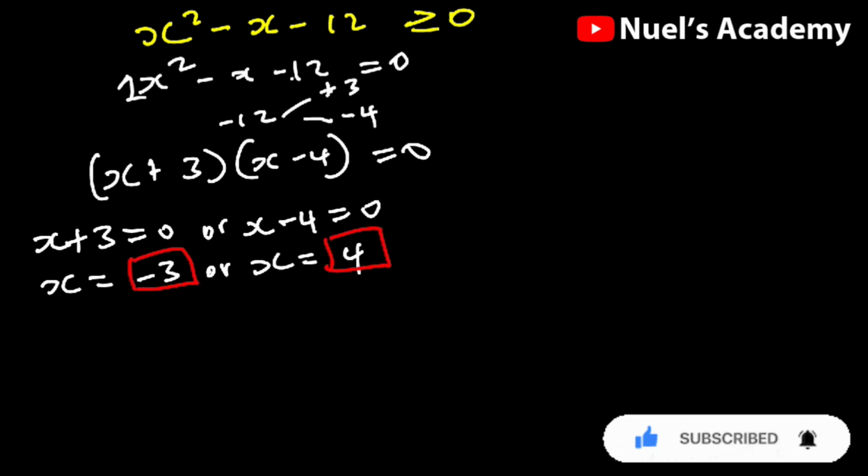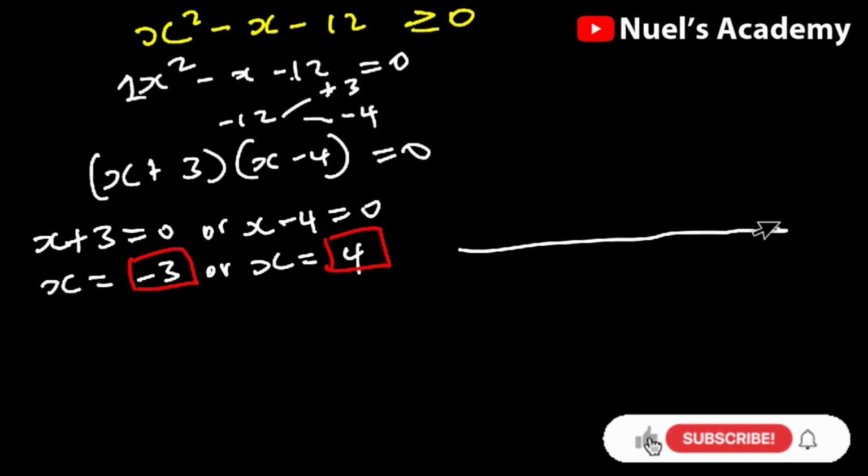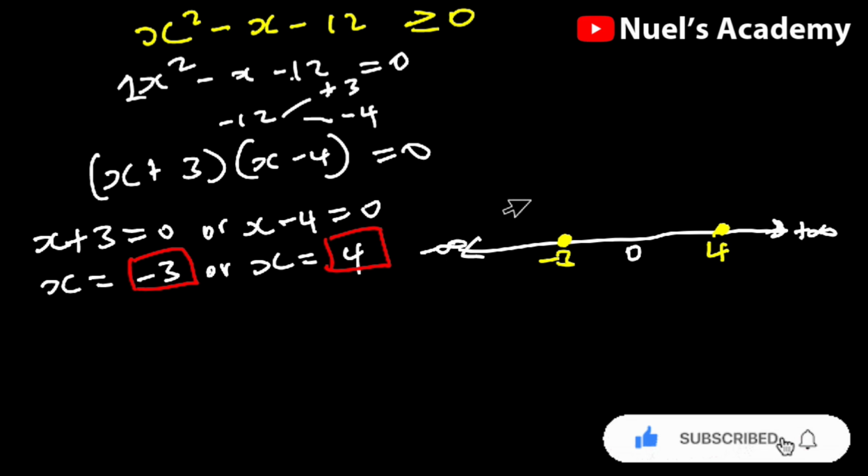So let's come to our number line. So this is our number line. We have negative infinity, we have positive infinity. So we have 0 here. Let's identify these numbers on this number line. We have negative 3. So this is negative 3, and then we have 4. So this is this 4. Note that we have 3 regions again here. This region, and then this region. We are going to pick numbers from each of these regions and then test it and know the one that will give us a positive sign or a negative sign.